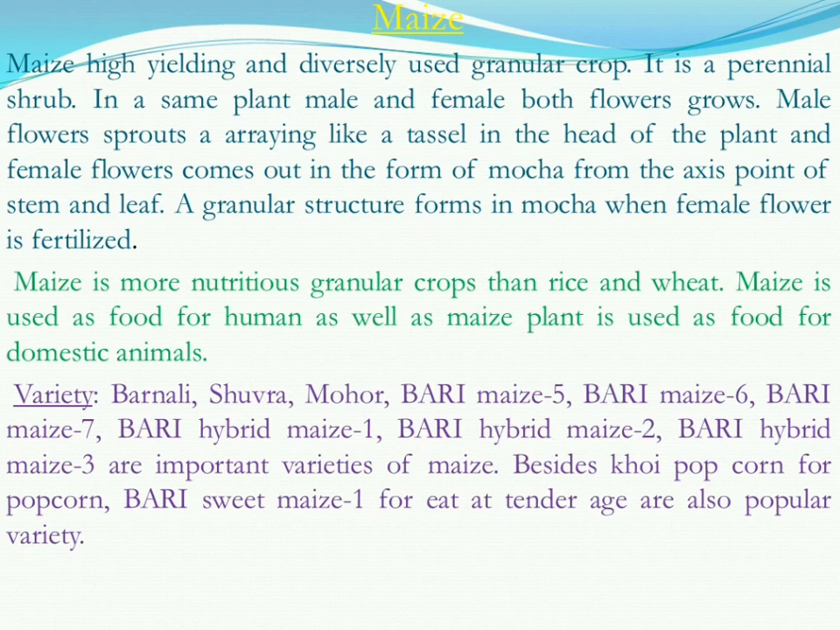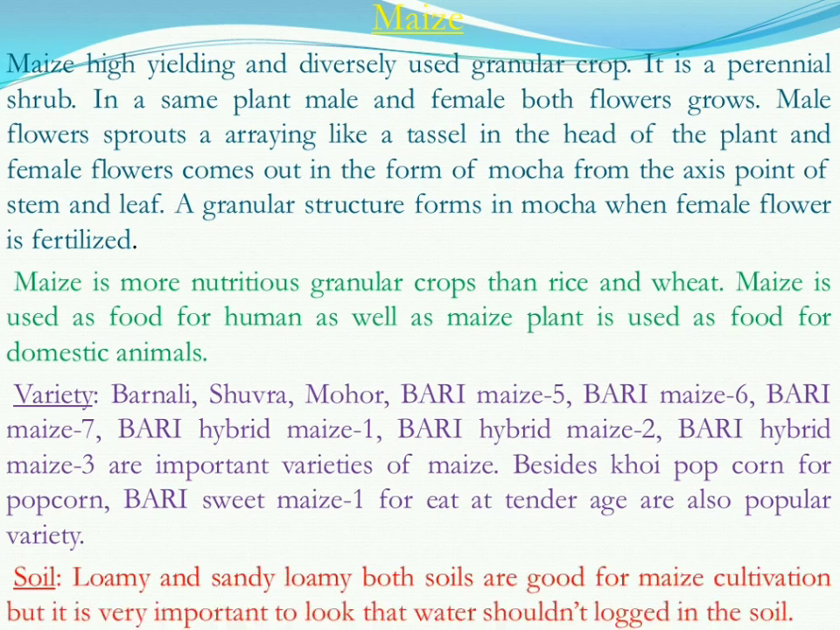What does the word Bari mean? Bangladesh Agricultural Research Institute. This is the abbreviation of Bari. Bari stands for Bangladesh Agricultural Research Institute. So they research maize and produce this type or variety of maize. Okay, now let us see more things about maize.